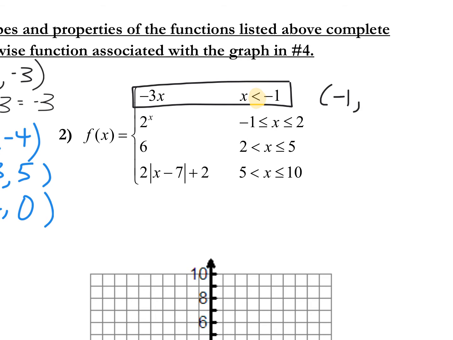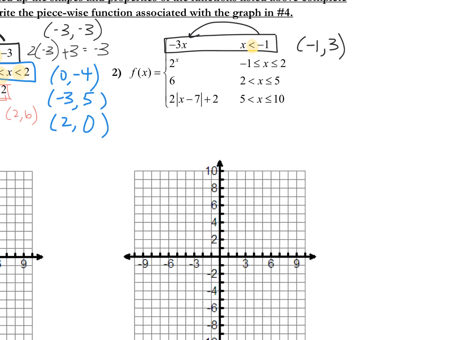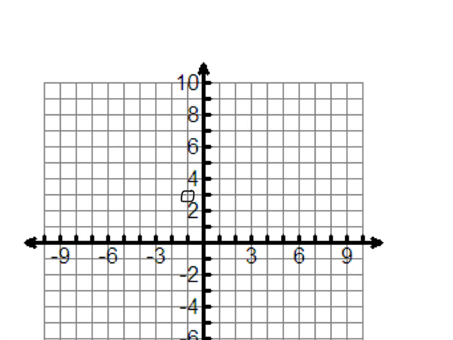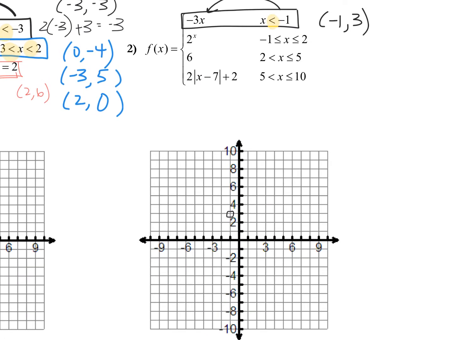When I plug in -1 to the equation, I get 3. That's going to be my first dot. So -1, 3, and it's going to be an open dot. So it looks right here. And then I'm just supposed to graph the line, y equals -3x, but only going x less than -1. So if my slope was -3, that would be down 3 over 1, down 3 over 1. But I don't want that part of the line, I want this part of the line because x is less than -1.